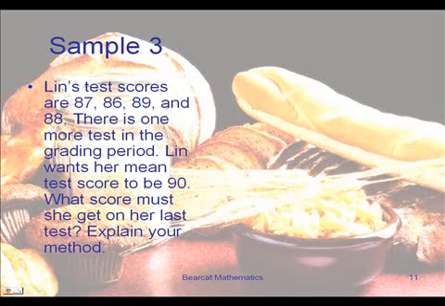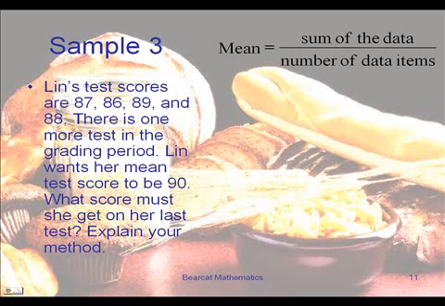Okay, here we go. This is how I would solve this. I would say, well, let's see. I'm trying to get a mean score of 90. So I know the formula for mean is just add up the data and then divide by how many. The mean I want to be 90, so I'm going to go ahead and fill that into the mean spot.